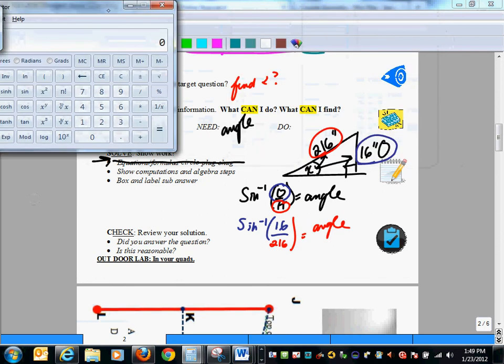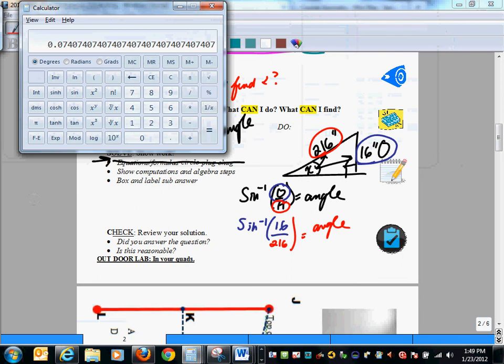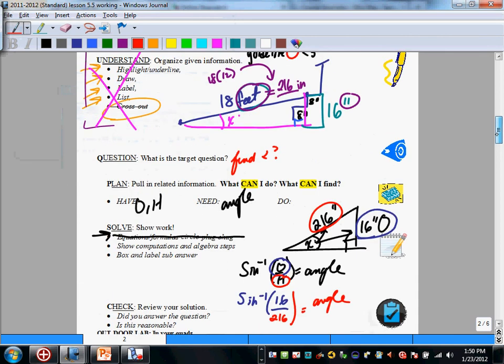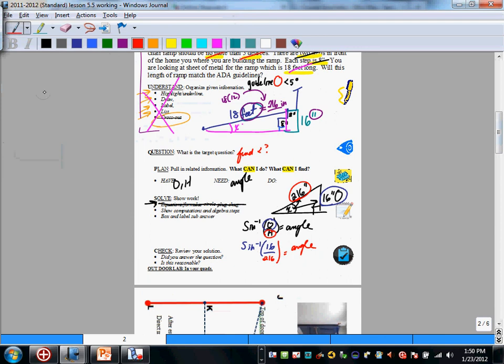So we are going to do 16 divided by 216. And it is inverse sine because we're looking for the angle. Did you guys get 4.2? Okay. You should double check, guys. Remember, those of you with the large screen calculators, you have to put yourself in degree mode. Do you remember how to do that? It's 4.2. The default's not degree mode. You have to put it in degree mode every single time. Oh, I got it. Good, 4.2.